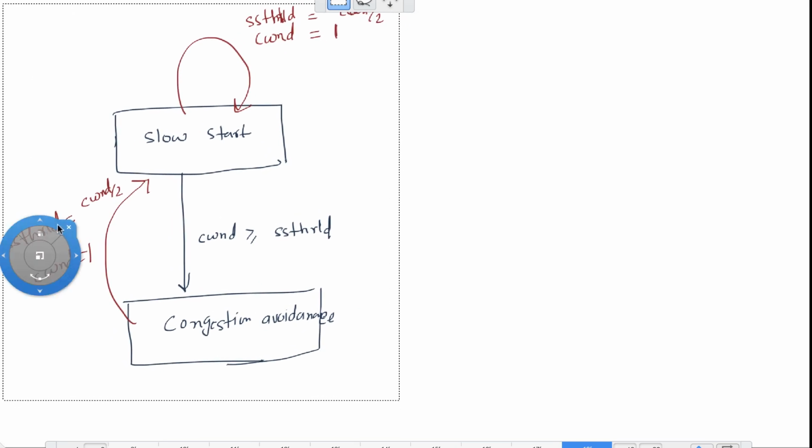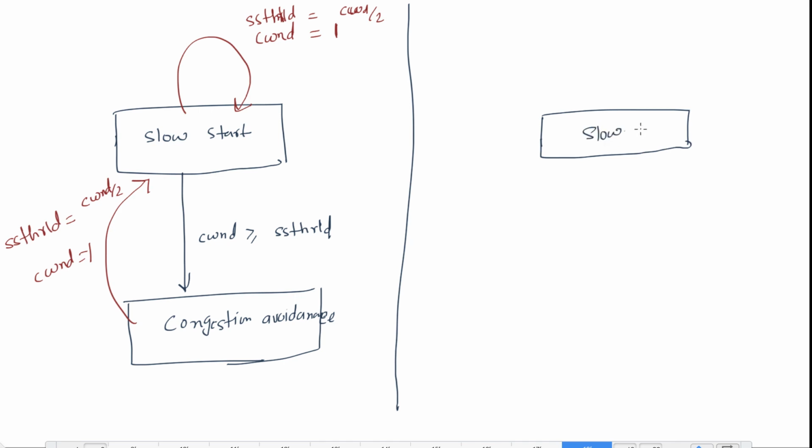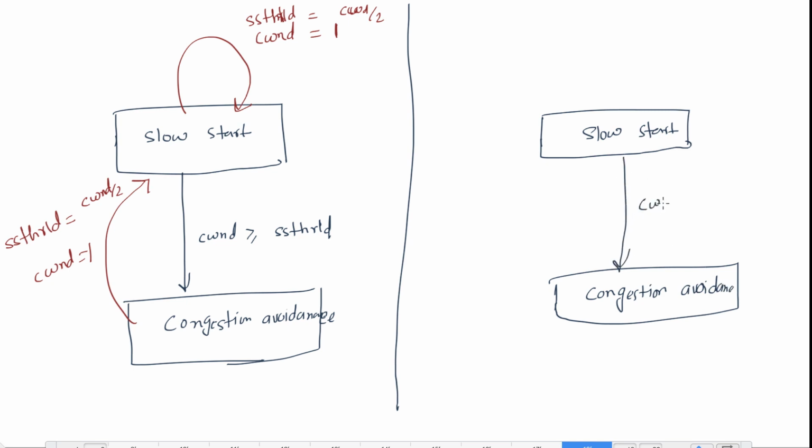And let's see if there is another implementation, how it treats these two things differently. So suppose there is a slow start, and this is the congestion avoidance phase. If the current congestion window size has increased to the threshold, then it will go to congestion avoidance. That is perfectly fine. So here there should not be any problem.